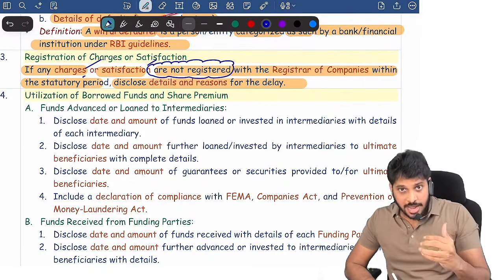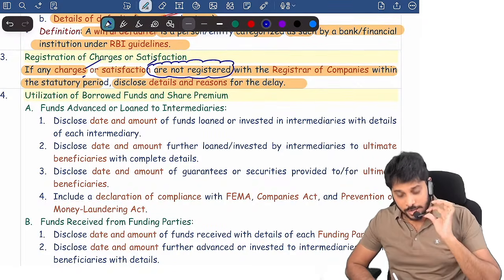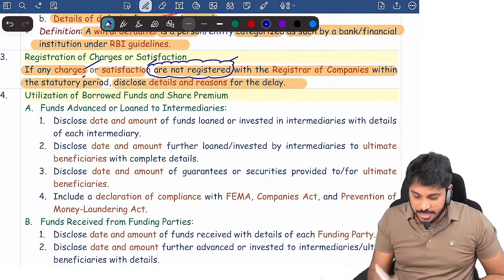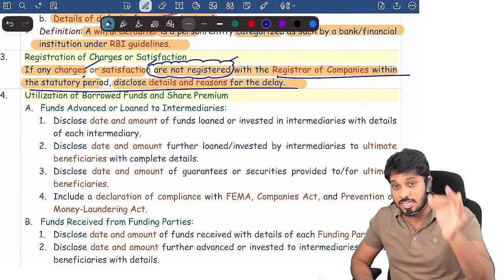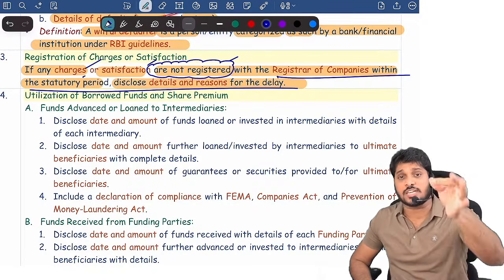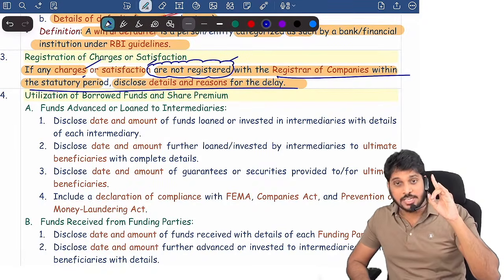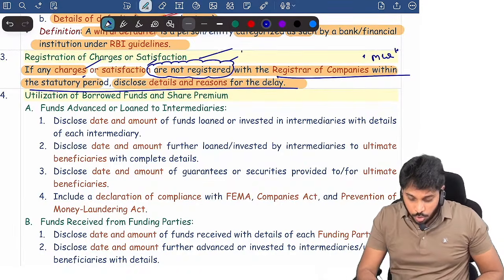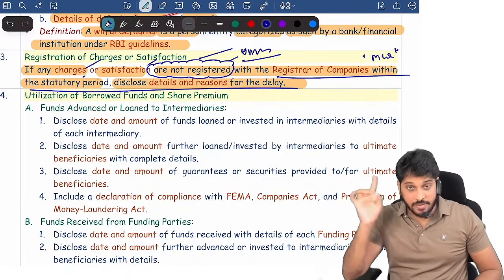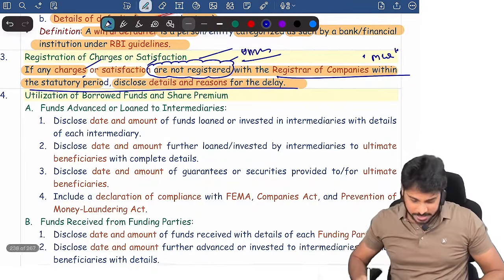We borrowed a loan and an asset has been given as security, yes or no? If any charge or satisfaction of charges is not registered with ROC, we need to give disclosure of the unregistered charges and unregistered satisfaction of charges. This is another additional regulatory requirement. This might be tested as an MCQ, be careful. What we need to give is the unregistered ones, not the registered ones, that's it.